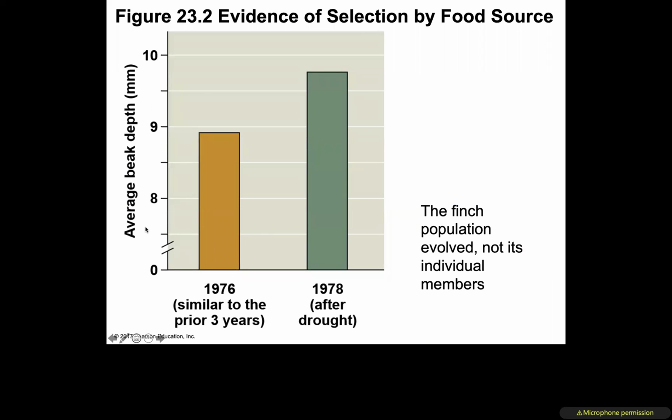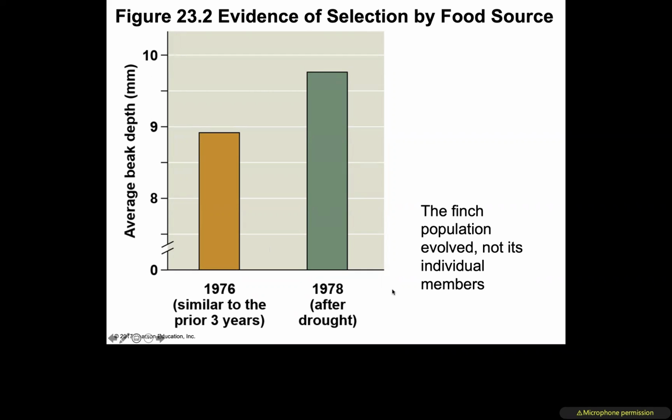To look at this graph here, it shows you the average beak depth, in millimeters up the side. It shows that in 1976, and similar to the prior 3 years, so basically 1973 through 1976, on average, the beak depth was just under 9 millimeters. After a drought in 1978, data shows that the average beak depth was greater than 9.5. So it's working its way up to 10. The average depth of the beak was more.